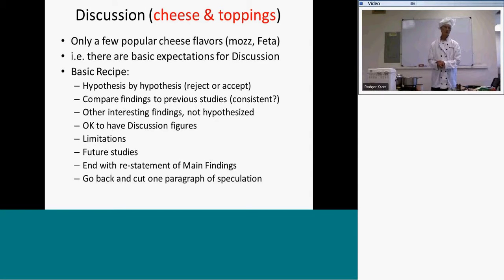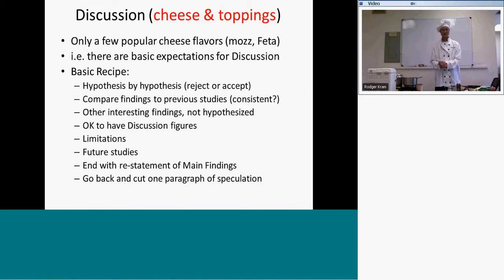Now, this is just an opinion. I think it's often helpful to go back after you've written the discussion section, almost finished with it and gone through a few drafts, and eliminate about one paragraph of speculation. Now, I've had differing opinions from colleagues. David Carrier at the University of Utah told me that he actually does the opposite. He goes back and adds a paragraph of speculation. And I think, as I said, the discussion section is where there's room for creativity.